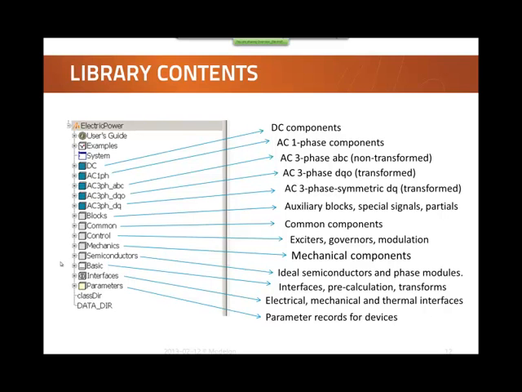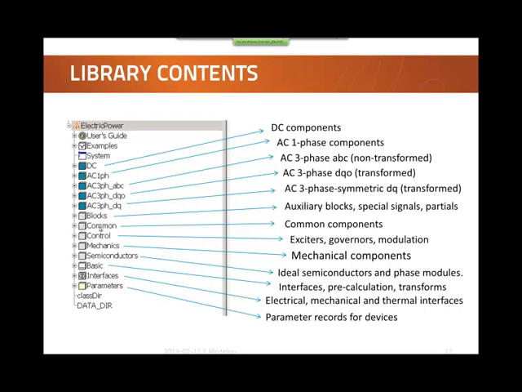We have a number of auxiliary blocks, so to say. We have a blocks package, special signals, partial models, and so on. I will also show this when I open the EPL. We could take a small look at that later on.